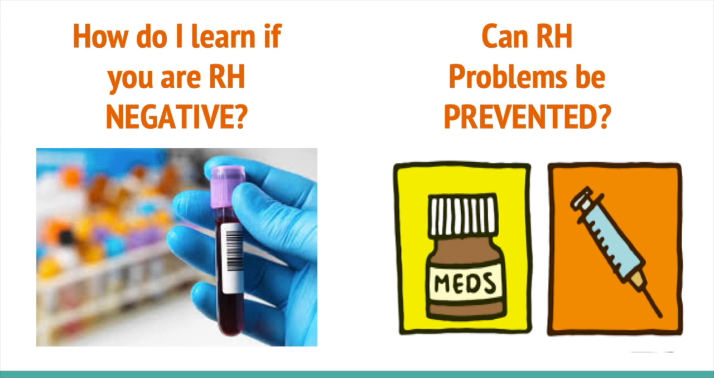Can the Rh problem be prevented? Yes. The goal for this preventive treatment is to stop an Rh negative woman from making an Rh antibody in the first place. And this is done by finding out if you're Rh negative early in the pregnancy. There is medication for this to prevent the antibodies from forming, and that is called Rhogam. And my partner, Alejandro Sanchez, will be talking about it in her half of the presentation.